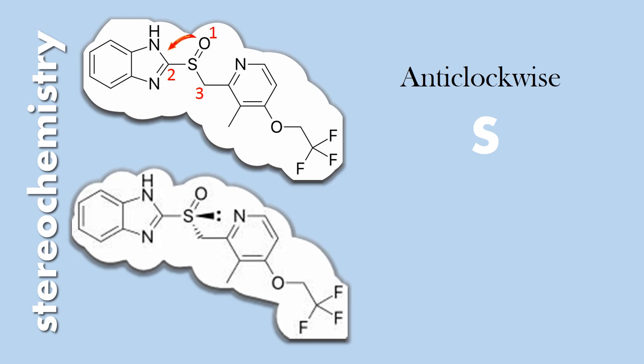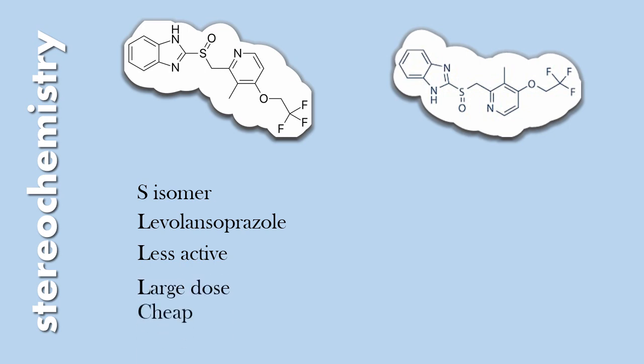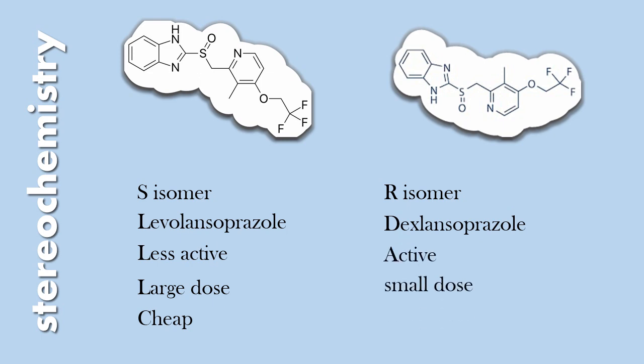Same goes for the other molecule. Oxygen takes number 1, carbon linked to more nitrogens takes number 2, and so on. The direction will also be anti-clockwise, but due to a shift in the atom's position, the molecule will be an R isomer. The S isomer, also called levolansoprazole, is less active, prescribed in large doses, and is pretty cheap. While the R isomer, called dexlansoprazole, is active, prescribed in small doses, and is quite expensive.